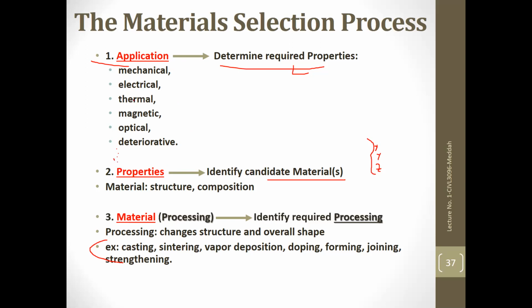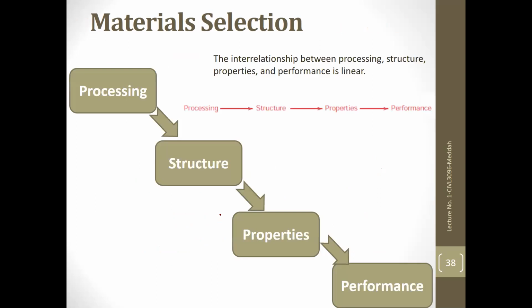So determine what properties are required for this specific application, and then identify the candidate materials. What are the materials susceptible to be used for this application? And then talk about the process of manufacturing one of these materials that could have the properties required for this application you selected. So you can see that these criteria are interrelated.